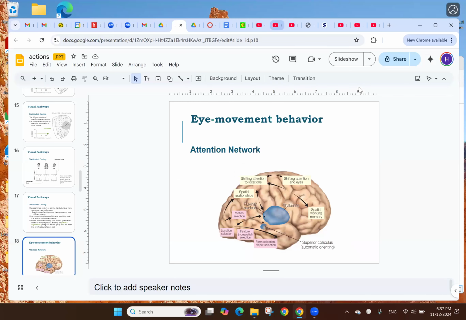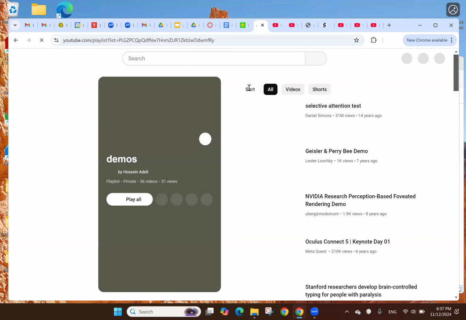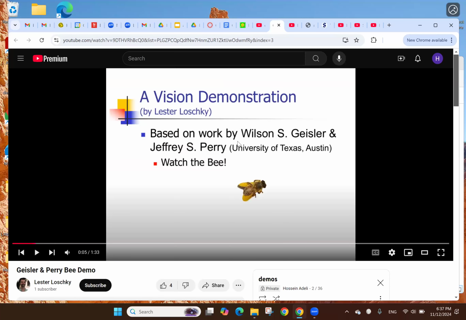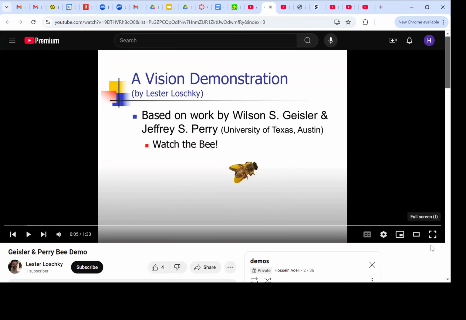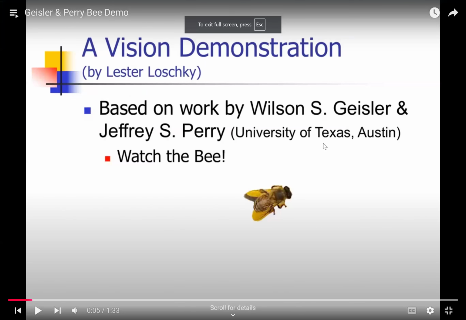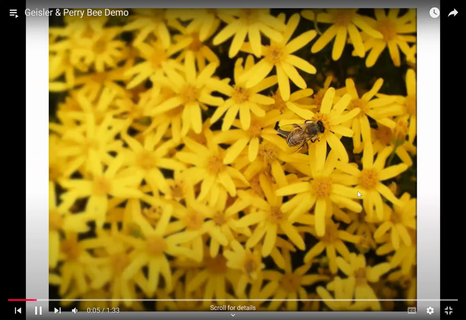To do a little demo again. You're going to see a bee, and you're supposed to just follow the bee. Just look at the bee and follow it. All right. Everyone sees the bee. All right, let's do it.